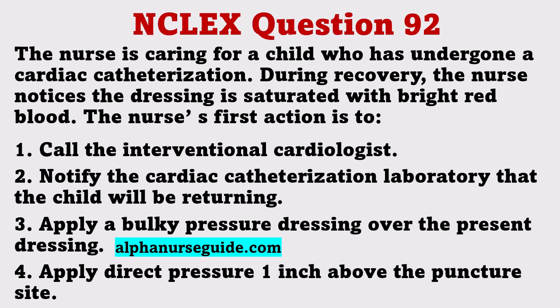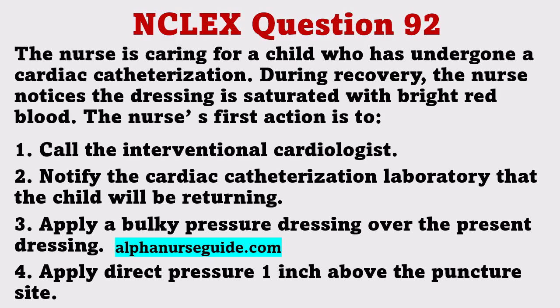The nurse is caring for a child who has undergone a cardiac catheterization. During recovery, the nurse notices the dressing is saturated with bright red blood. The nurse's first action is to: 1. Call the interventional cardiologist. 2. Notify the cardiac catheterization laboratory that the child will be returning. 3. Apply a bulky pressure dressing over the present dressing. 4. Apply direct pressure 1 inch above the puncture site.